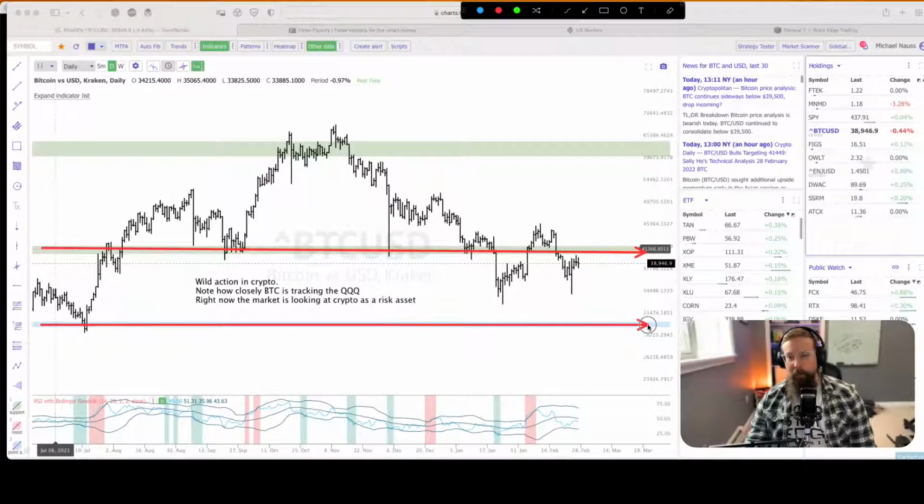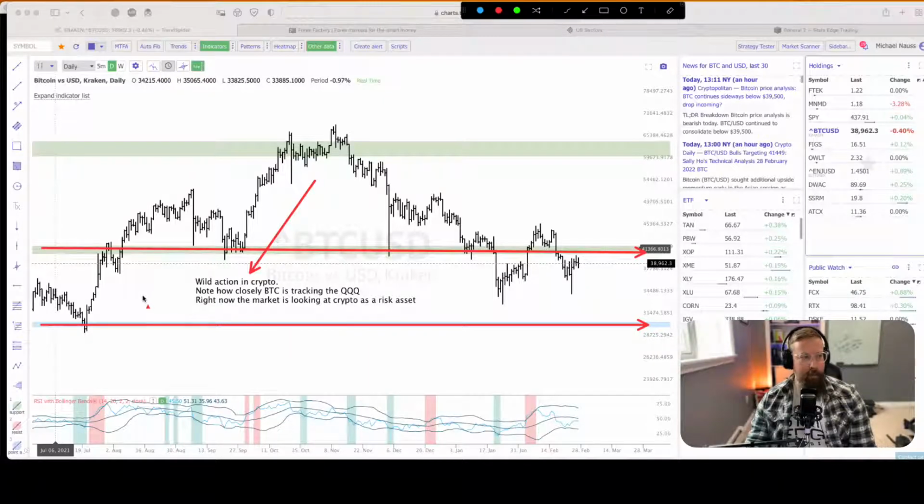The next stop would obviously be this 30,000 or so. Above this, if we can get and hold above 41,000, I'll take another crack at it long. But until then, I really just don't see the need to get involved too much. I have some notes here that were the notes that I put on Friday, and I think they still hold, so I'll leave them there.